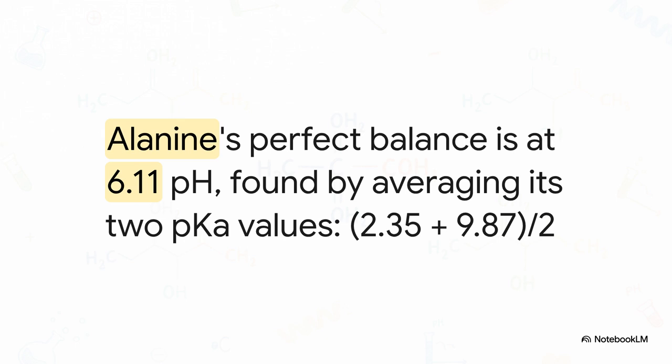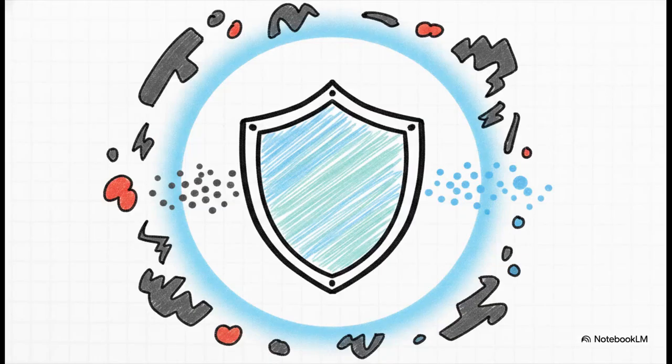Take alanine, for example. We take its first pKa of 2.35, add its second pKa of 9.87, and divide by 2. This simple math tells us that at exactly 6.11 pH, alanine reaches its peak Zwitterion form. And those individual pKa values are absolutely vital. They indicate the exact pH where 50% of a specific group is ionized. Inside our bodies, these act as critical biological buffer zones. When our systems experience sudden, massive acidic or basic shifts, these amino acids actively absorb or release protons, literally fighting to keep the pH stable. This is exactly how they keep our essential proteins from breaking down when our biological environment fluctuates.